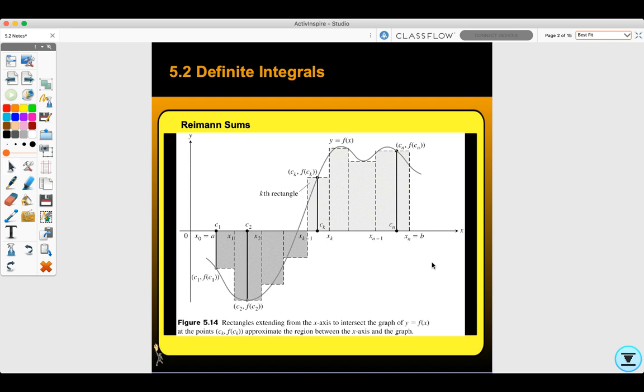Today we're going to talk about the definite integral, section 5.2, and this has to do with Riemann sums. Here we have a figure of rectangles extended from the x-axis to intersect the graph of y equals f of x at points c sub k and f of c sub k, which approximate the region between the x-axis and the graph. In our next definition, we're talking about this picture here.